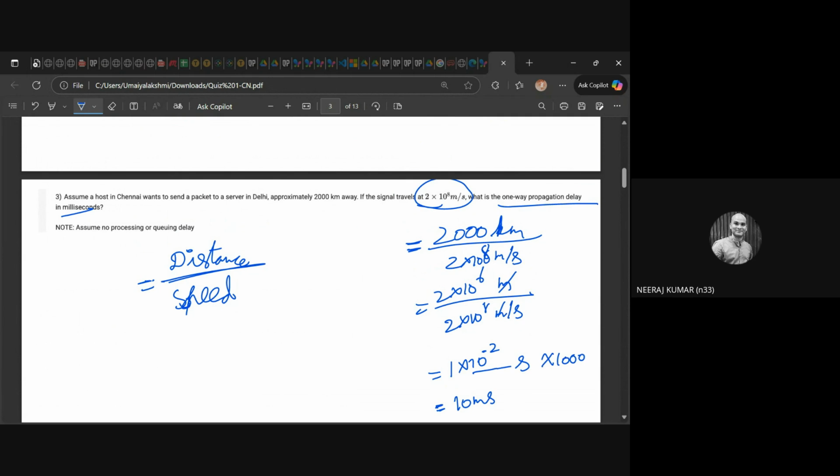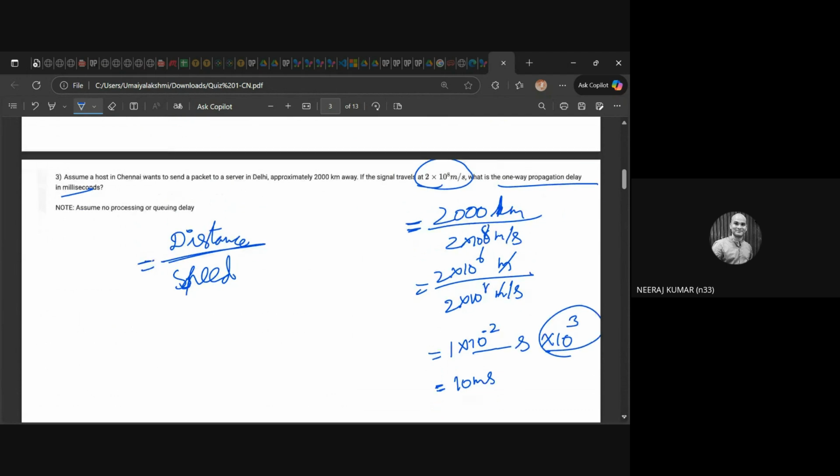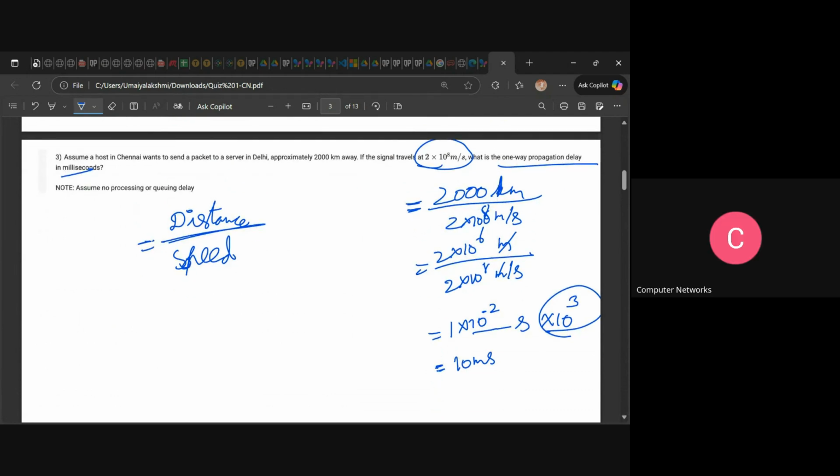Okay, which means 10 to the power of 3, right? Understood. So what will be the value I'll get? Minus 2 plus 3, I'll get power 1. So 1 into 10 is 10. Same way, I'm just multiplying by 10 to the power 3, because we need it in milliseconds. That's why.